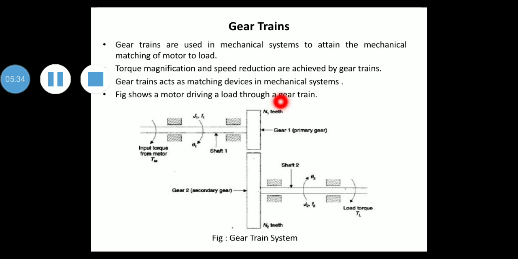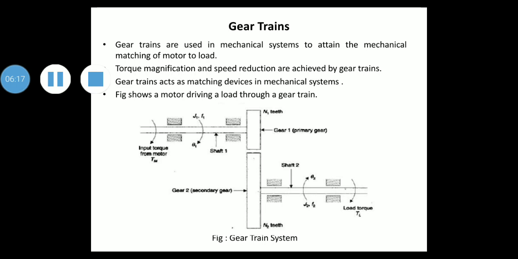The gear with N1 teeth is called the primary gear, whereas the gear with N2 teeth is called the secondary gear. The angular displacements of shafts 1 and 2 are denoted by theta 1 and theta 2 respectively.